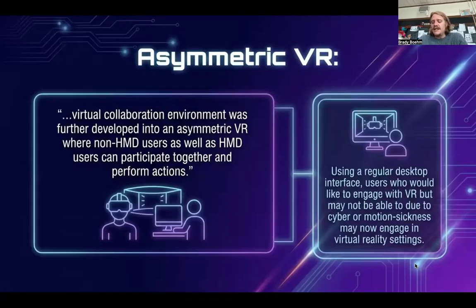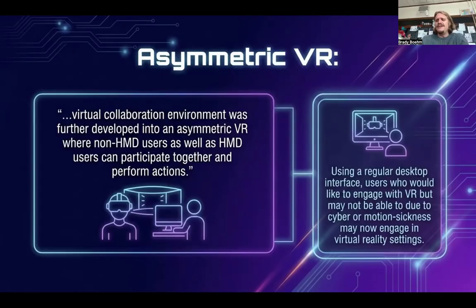Asymmetric VR is a really important concept that we get to dive into today as well. And it might sound complicated, but the idea is very simple. It means that different players can use different types of technology to participate in the same experience. So using a regular desktop interface, a user who would likely engage with VR but might not be able to due to cyber sickness or motion sickness may now engage in a virtual reality setting.